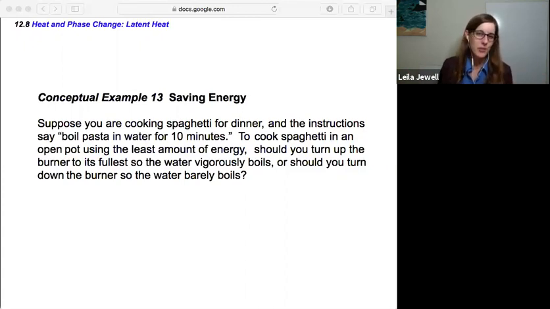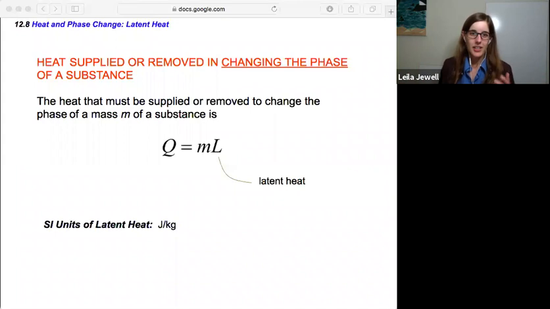So what is going on in this phase change? Where is the heat going if it's not going into changing the temperature? Well, the way we describe that is by the heat supplied or removed in changing the phase of a substance.